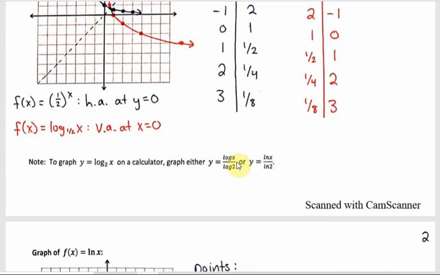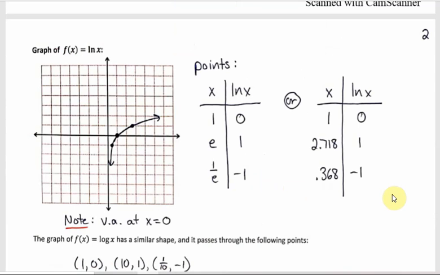But if you do this, like if you graph log x divided by log 2 or ln x divided by ln 2, your calculator should handle that if you've got a graphing calculator. So realistically, the base that you might have to deal with the most often is probably going to be natural log, probably going to be base e. So what about graphing that one?